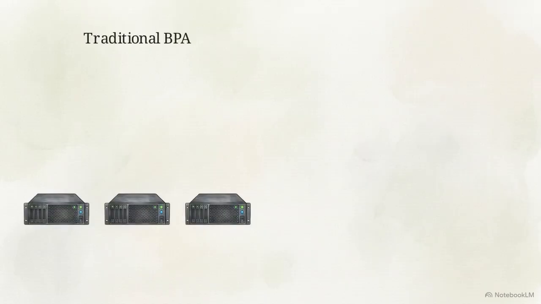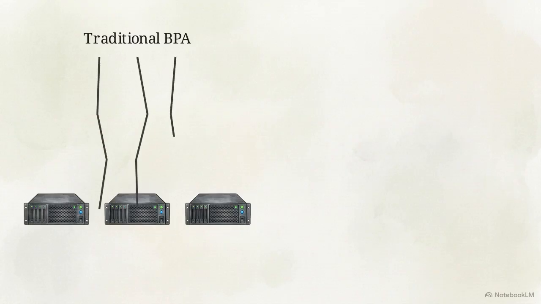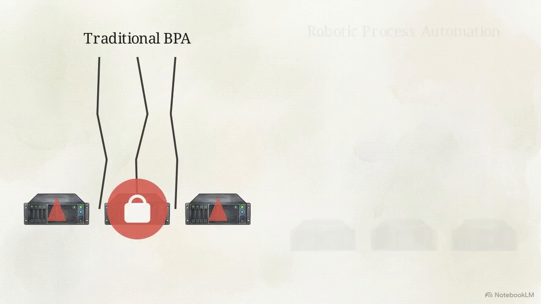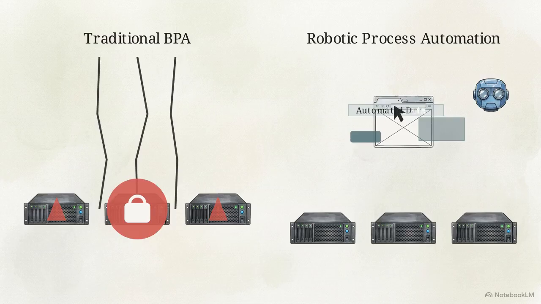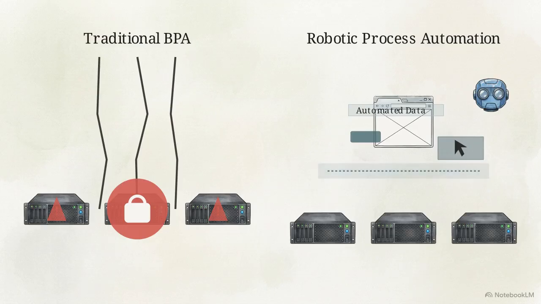Traditional business process automation approaches this by attempting to wire systems together from the inside out. This requires engineers to write complex integration code and build custom APIs directly at the database level, a slow, expensive process. RPA bypasses the backend entirely. Instead, software bots operate directly on top of existing applications, mimicking human actions like clicking, typing, and navigating across the glass, the graphical user interface.